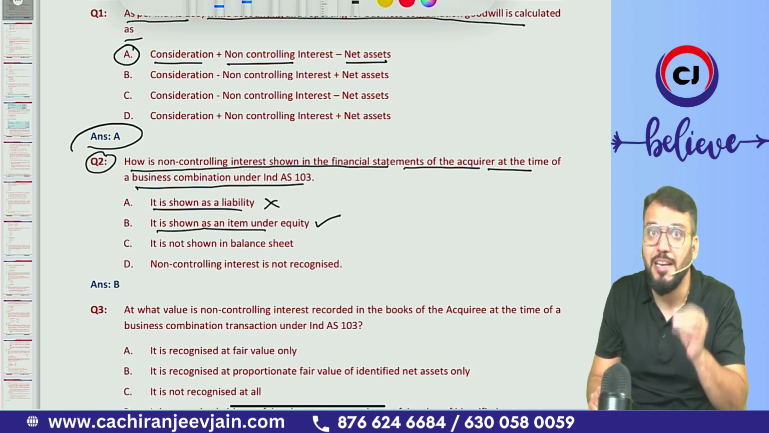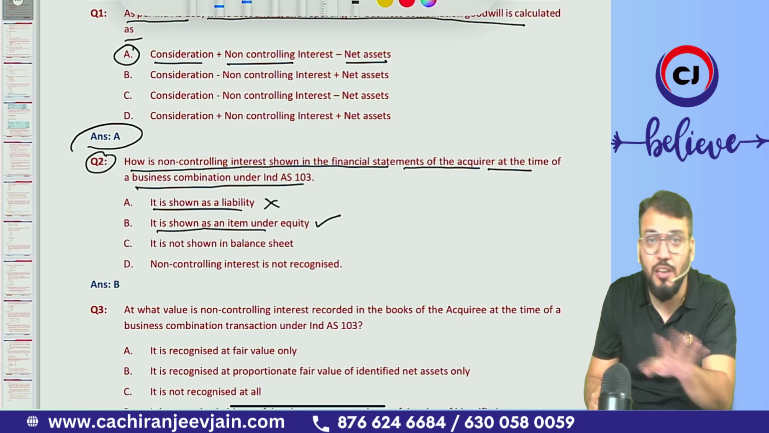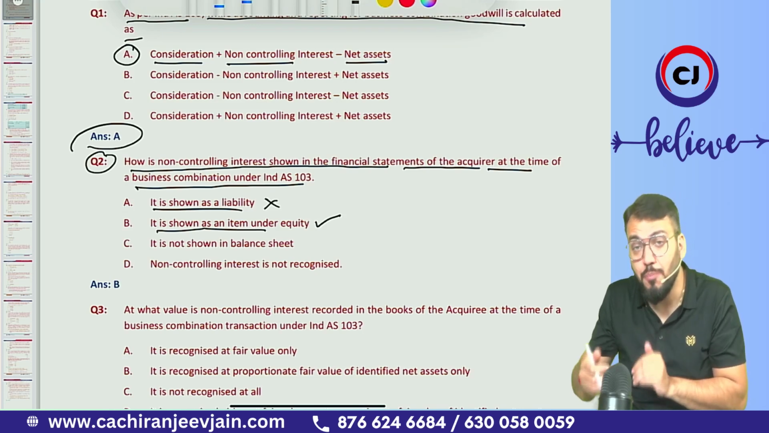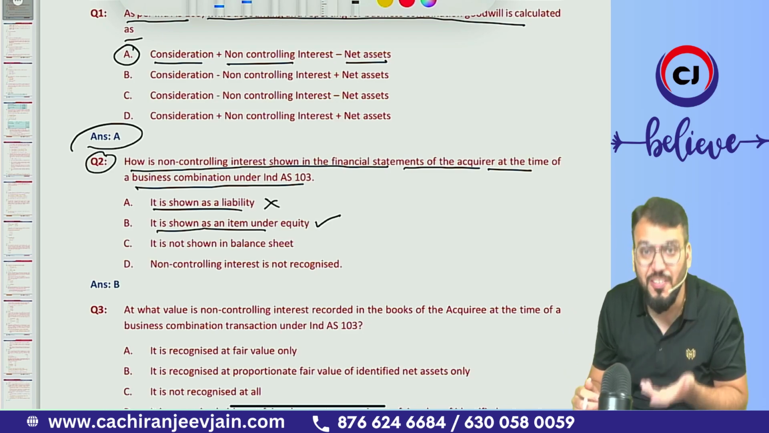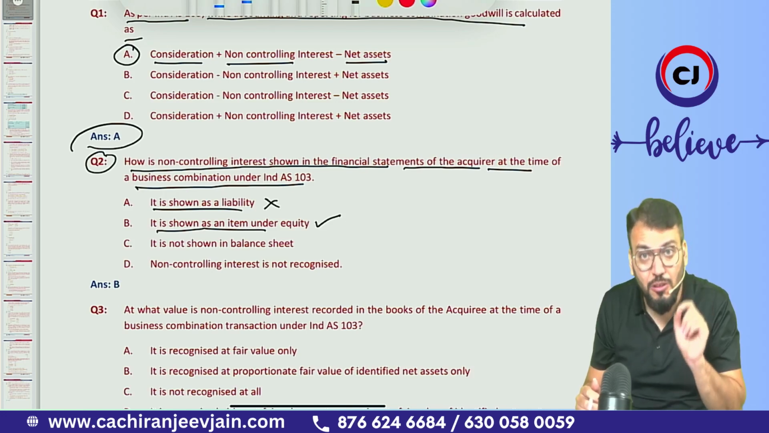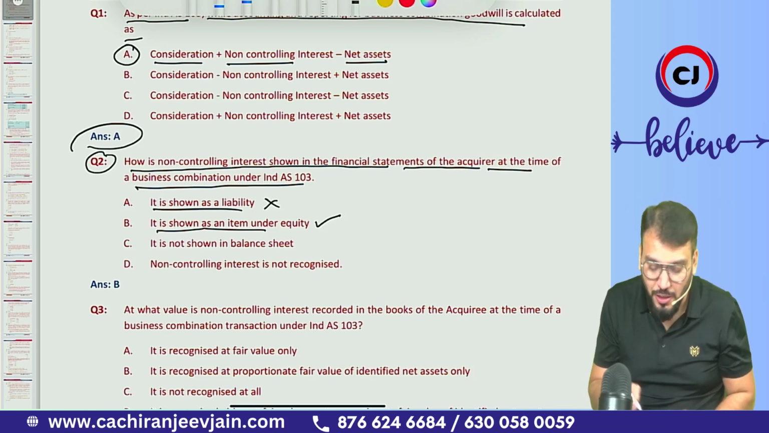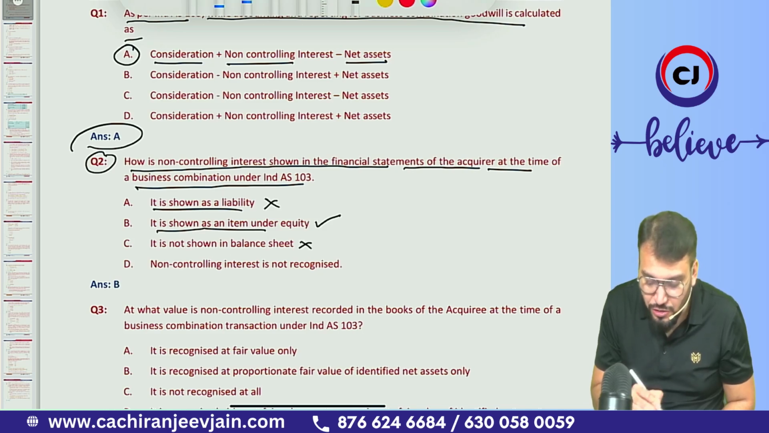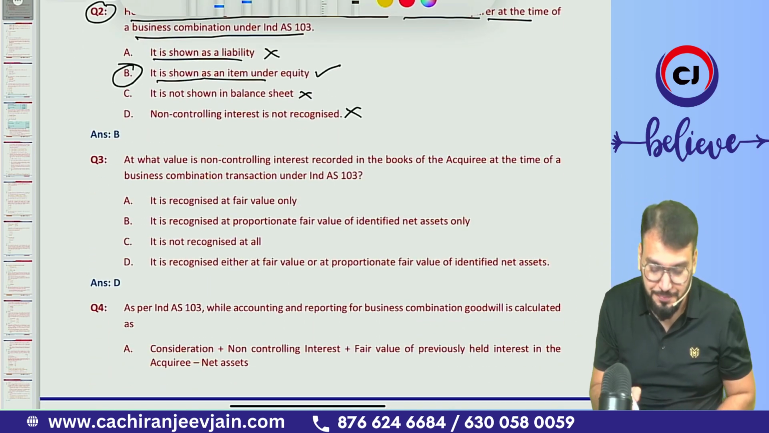Sometimes what happens? We read option A and make a selection that yes, option A is correct, but it is quite possible that option C or option D might be the more perfect answer. So I will suggest that you read all the options carefully, and only then take a judgment about the correct option. So of course option B is correct, but it is not shown in the balance sheet, this is not correct. NCI is not recognized, this is also not correct. So option B is the only correct one. Chalega? Yes, sir.